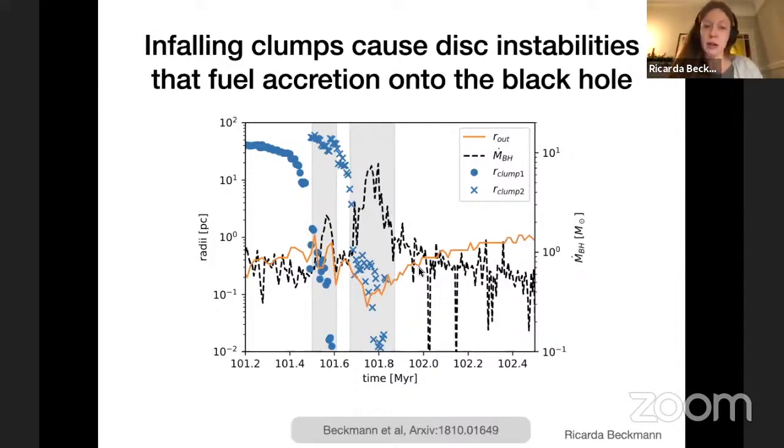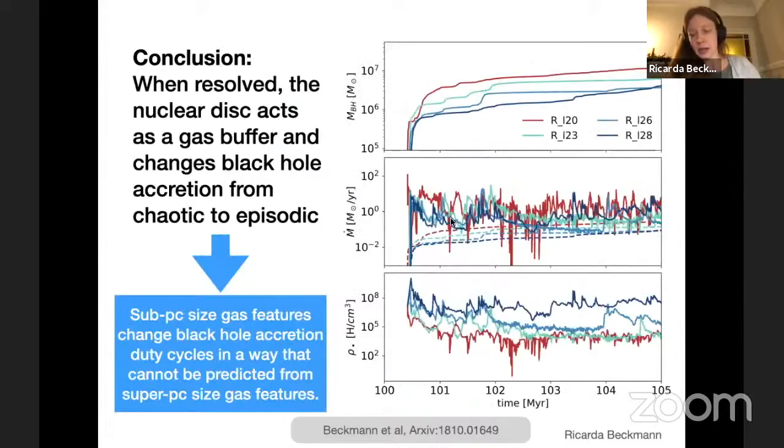So actually during this accretion event, more mass is delivered to the black hole than is in the individual clumps, and it's much more extended than it would have been in the simple case where each clump just got individually accreted as it got there. So what we took away from this is that these parsec-sized gas features in the potential of the black hole can change the black hole accretion duty cycles in a way that's very hard to predict from super parsec-sized gas features. So basically, there's an amount of information there that's very hard to recover from larger scales, which for me is a very strong argument that we do in fact need to go to these lengths and look at these incredibly detailed, expensive simulations to study how these black holes grow in this particular context.